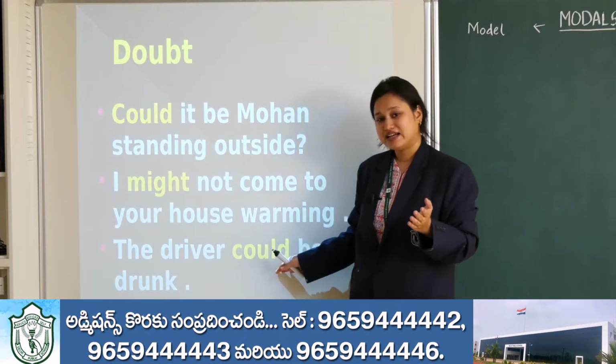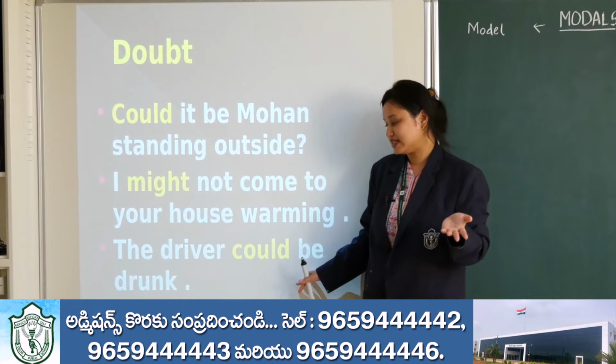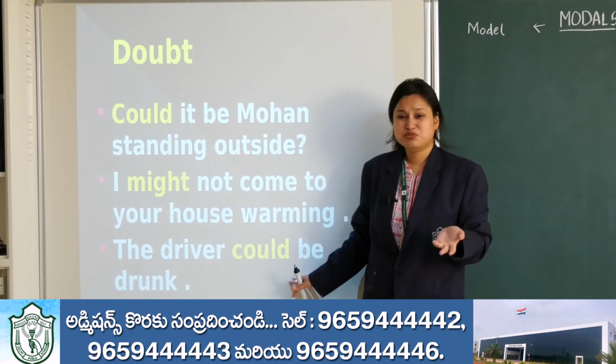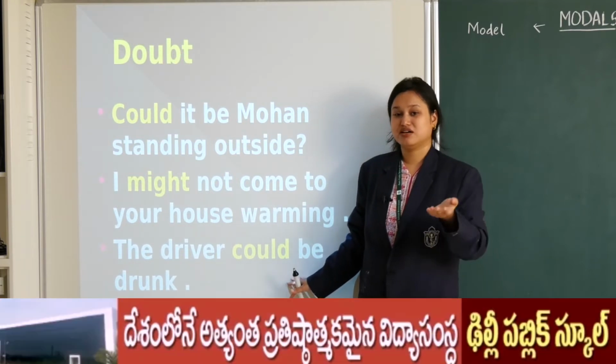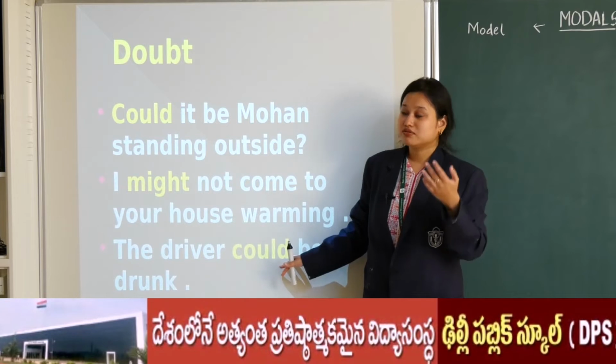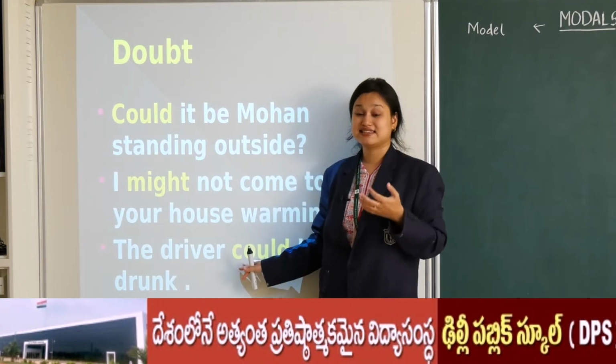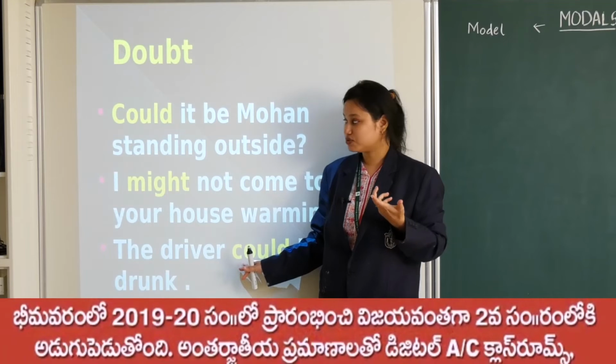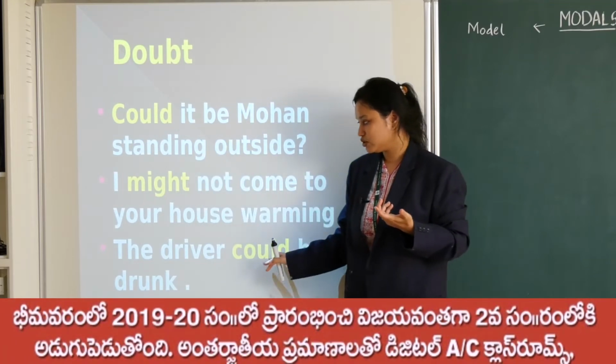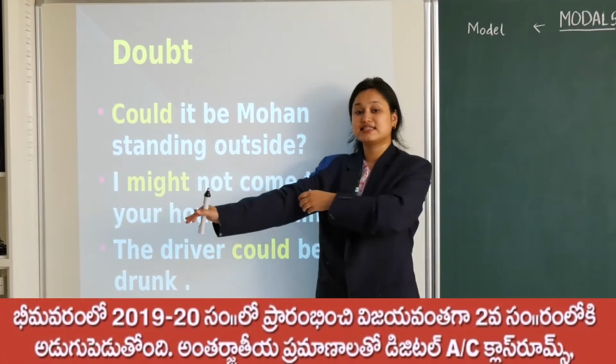So like that, we are making an assumption that the driver could be drunk, that's why maybe he crashed. Okay, so we are doubting, right? All these sentences are suggesting some kind of doubt in our mind. Okay, could, might, could again, so these are suggesting some doubt.